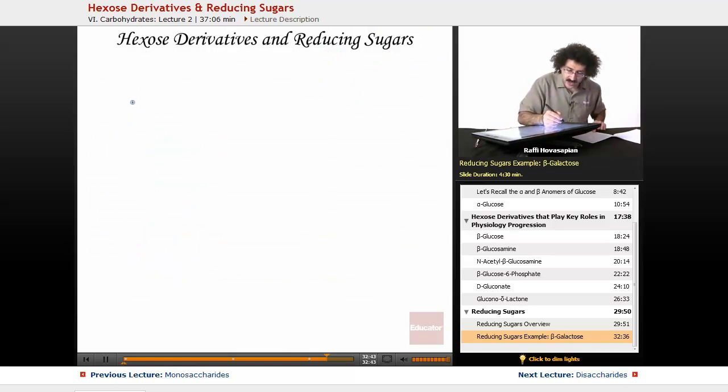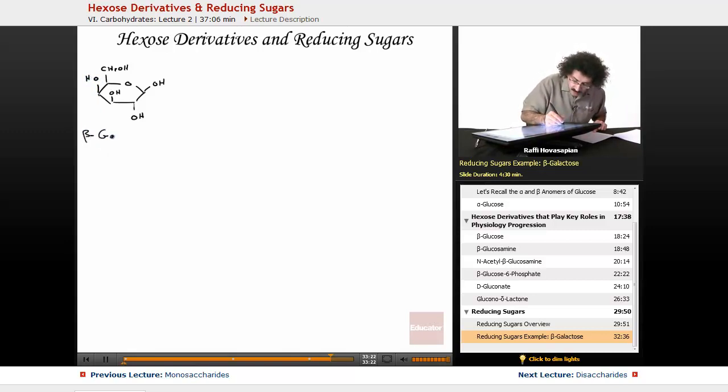So let's go ahead and start off with a nice hexose structure like this. Let's go ahead and use our beta form. OH, OH, OH, and then we have CH2OH there. So this is, actually, you know what? I'm going to make a little bit of a change. Just for a little slight variation, I'm going to use galactose. Instead of glucose, I'm going to use beta-galactose, just for a little bit of variation.